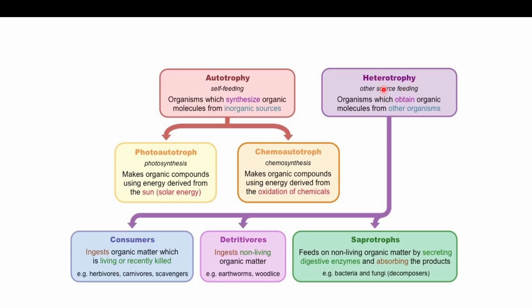Then there's heterotrophy. They don't synthesize their own food, but they obtain organic molecules from other organisms. These can be consumers, which ingest organic matter which is living or recently killed, like herbivores, carnivores, or scavengers. There can be detritivores, which ingest non-living organic matter, like earthworms and woodlice. And there are saprotrophs, which feed on non-living organic matter by secreting digestive enzymes and then absorbing the products. For example, fungi and bacteria.